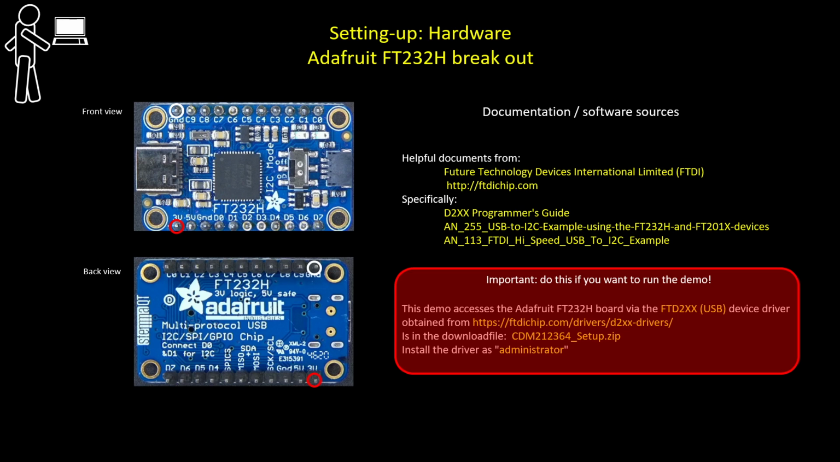This is the front and back view of the FT232H breakout board. I found some useful documents. I've listed them here for you. You can get them from ftdichip.com. What I found particularly useful was the D2XX Programmer's Guide. And there's a few application notes, the 255 and the 113, which weren't too bad either.